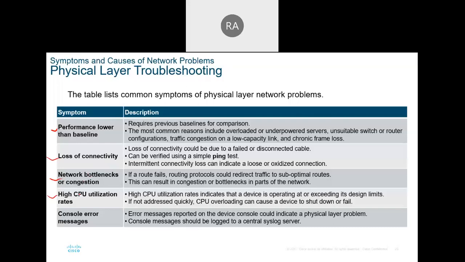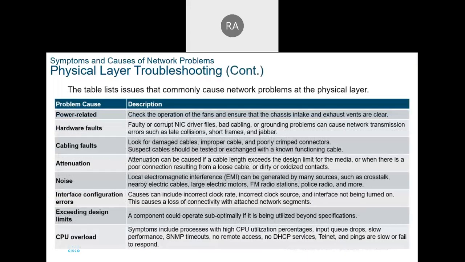High CPU utilization. Of course, if you're under attack, your router will overwork more than before, or you are not under attack, but maybe you have a switching loop on your network. The router will overwork more than before. And then you can also have console error messages. These are all layer one problems, and these are all things you can solve.